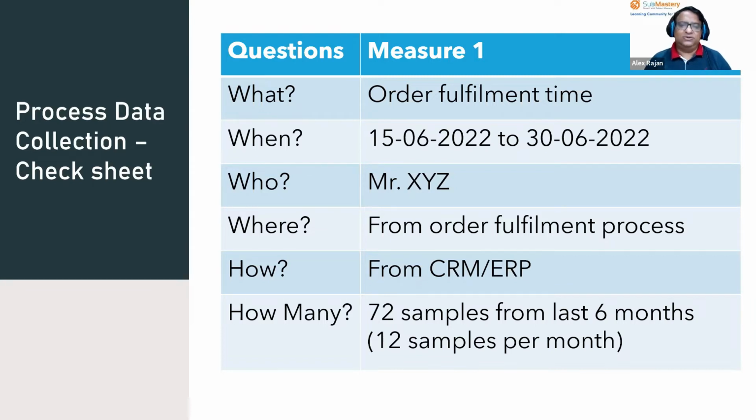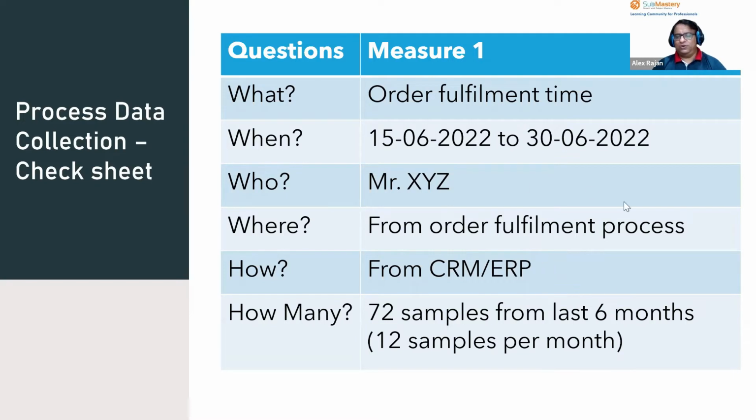How many is based on 72 samples from the last 6 months. There are different sampling sizes and sampling methods, which you'll study in Green Belt. Based on that, we have to define how big a sample size we have to take, and which sampling method is to be used. A data collection check sheet will help us understand how many samples are to be collected from the process.